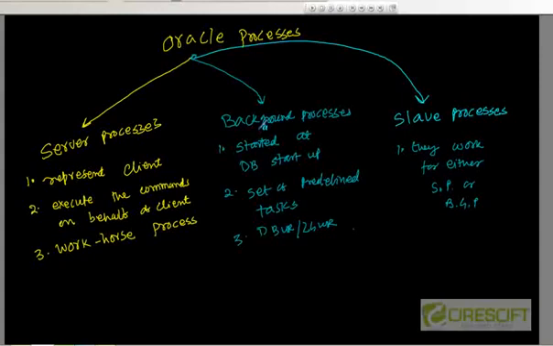Okay. So now the last lecture is about the slab processes, what they are and why we need them, and then we are just going to give some examples and wrap up our Oracle processes chapter.